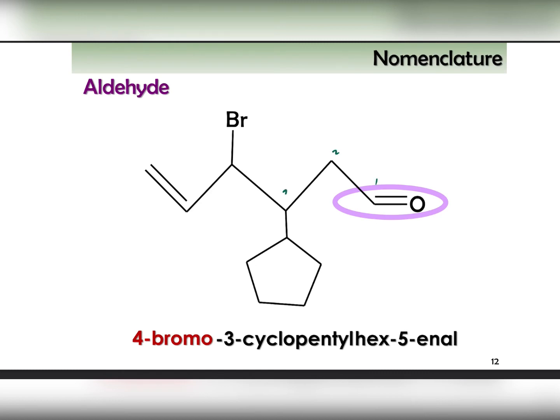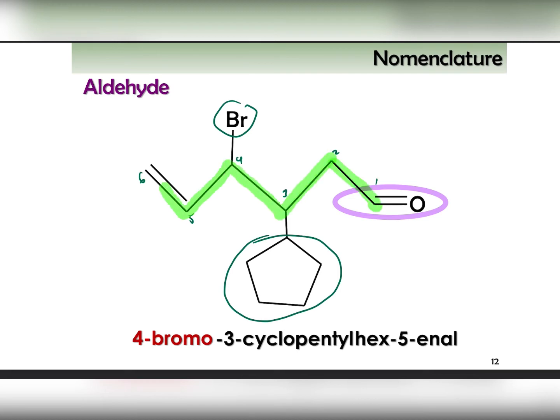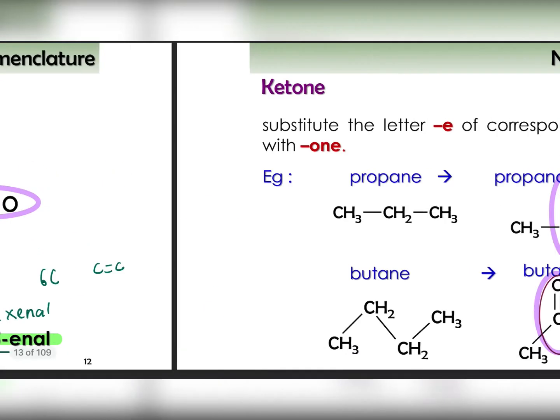Untuk the structure, the highest priority adalah C double bond O, and then yang lain-lain tu akan jadi substituent. So Br, bromo substituent, and cyclopentyl as the substituent. And you akan start kira carbon daripada 1 C double bond O, and ada 6 carbon. And you will name it as hexenol, 5 hexenol, because you have carbon-carbon double bond at the 5th and 6th carbon. So this is the naming.